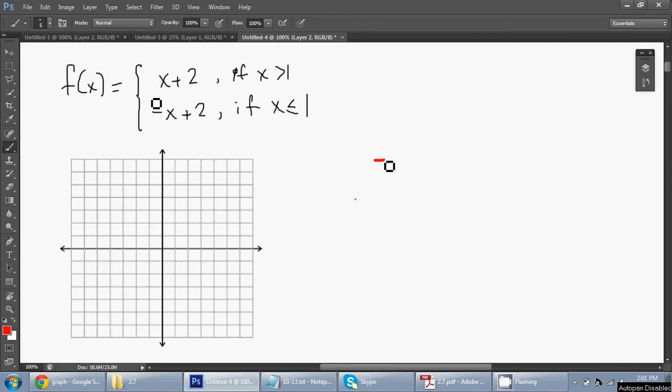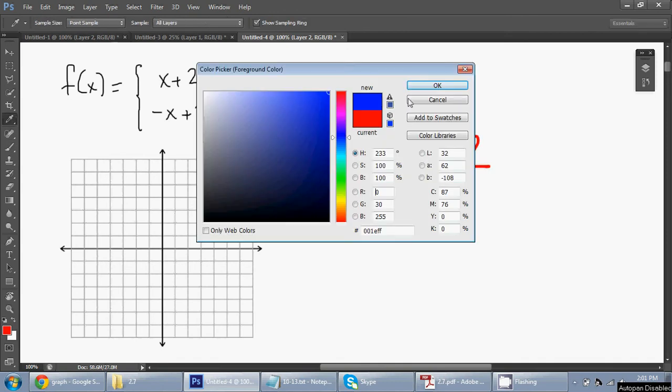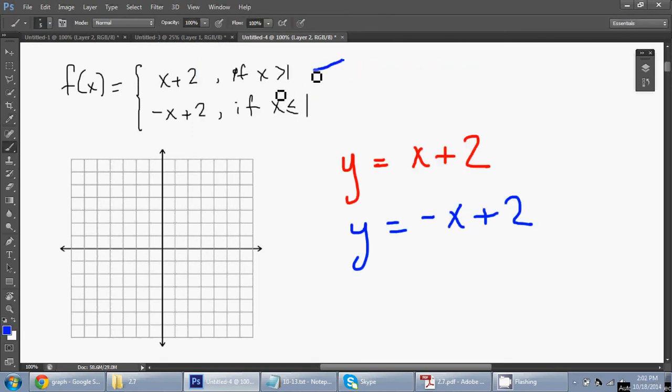There's y, or f of x, equals x plus 2. And then there's a second equation under it that says y equals negative x plus 2. When you're graphing a piecewise function, you're actually going to graph both of these equations on the graph using the given parameters. In this first one, the parameter they gave you is to graph this first equation for x greater than 1, and for the second one, graph the second one only when x is less than or equal to 1.